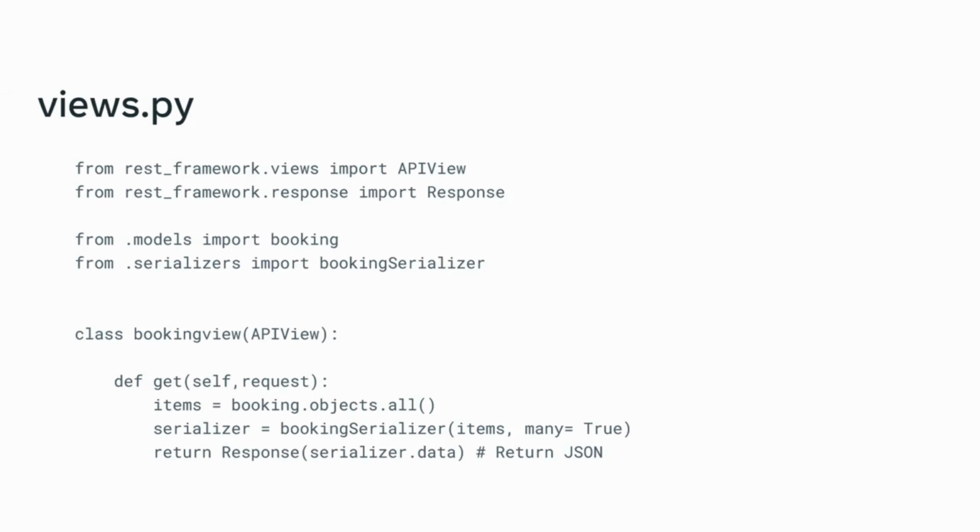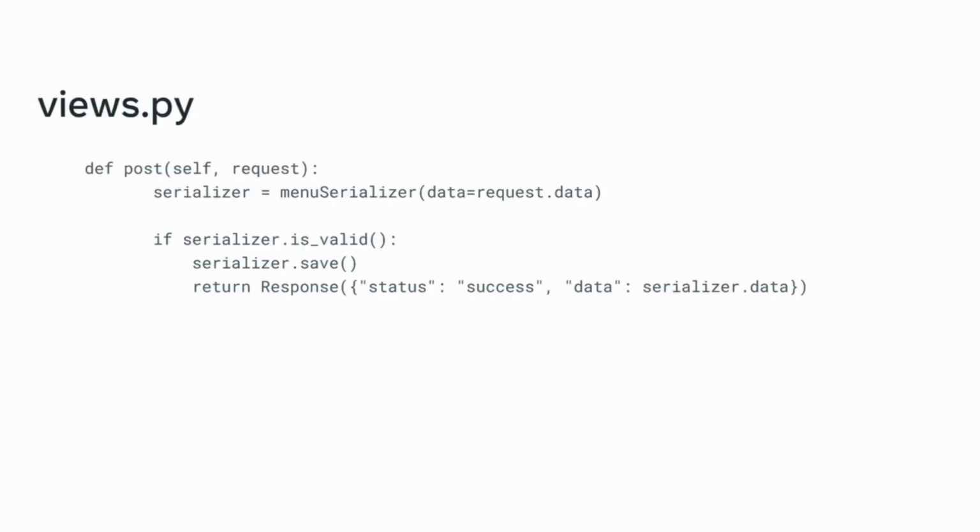Okay, once the code to handle serialization is set up, you can develop views for the API. This scenario will demonstrate the principle of class-based views, but it's important to note that this can be achieved using function-based views. First, create a booking view class that subclasses the API view class. The get method is called when the client visits the /menu route with the HTTP get method. It returns all the menu items in JSON format. To process the post request, add the post method in the menu view class.